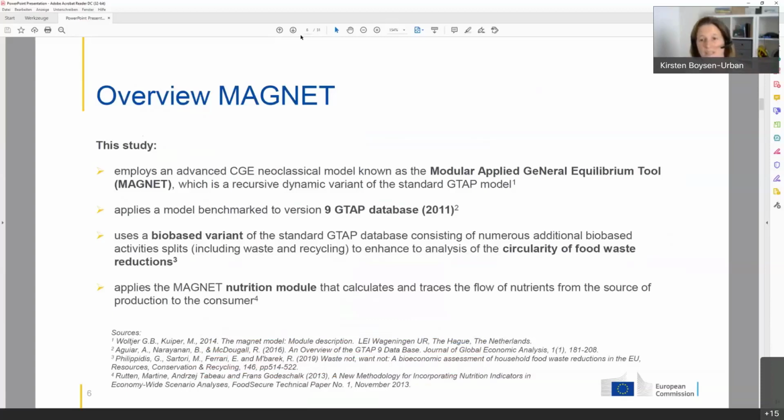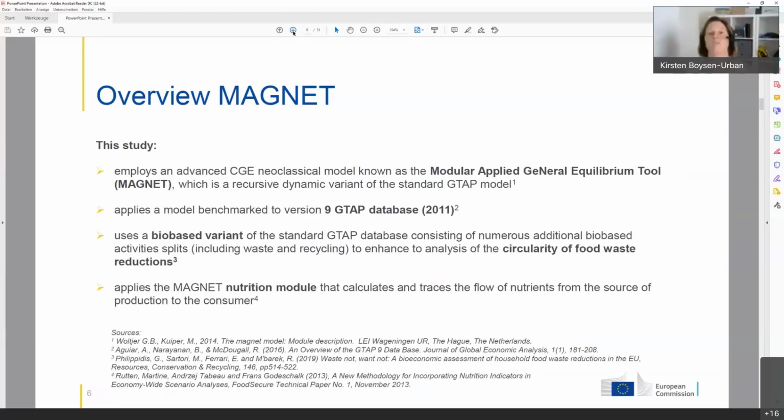In addition to the standard setup of MAGNET, we use a bio-based variant that includes many additional bio-based activity splits. For instance, we can consider waste and recycling in detail. This, of course, facilitates the analysis of the circularity of food waste reductions. In addition, this model includes a nutrition module so that we can trace the flow of nutrients from the source of the production to the final consumer, also important if we want to address the nutrition impact.